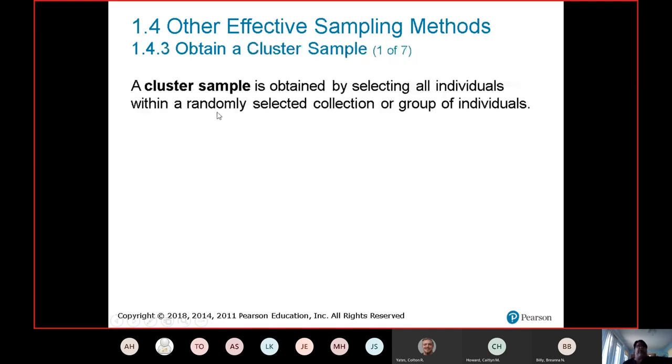All individuals within a randomly selected collection or group of individuals. A good example here would be a voting precinct. Ask everybody in the voting precinct when they come out, an exit poll. Ask everybody who they voted for, Smith or Jones. That would be a cluster sample because I'm not dividing it up into any group. I'm just asking everybody. A cluster sample would be like a voting precinct.